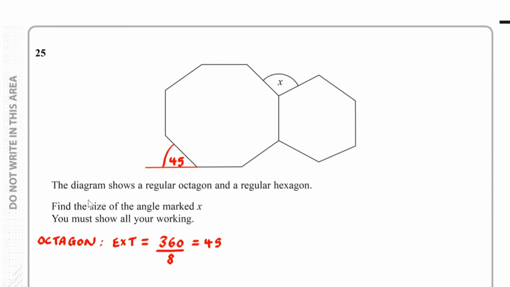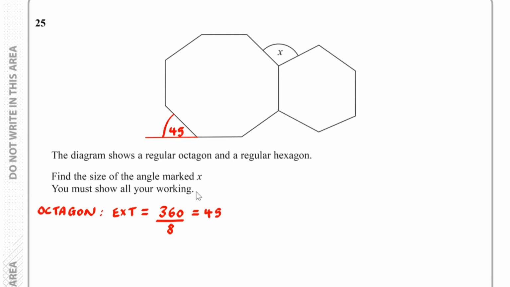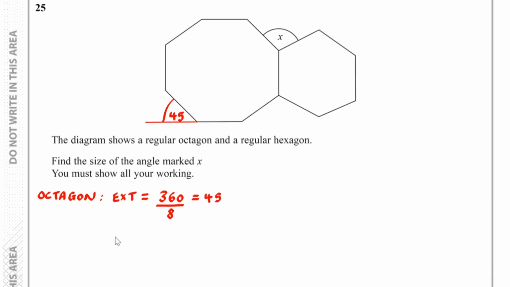And now we have to find the interior angle. So the interior angle is given by 180 minus the exterior. 180 minus 45 is 135. So I've got 135 for this angle here. So let's add this on here. I've got 135.